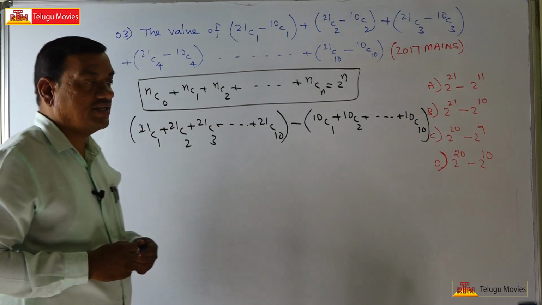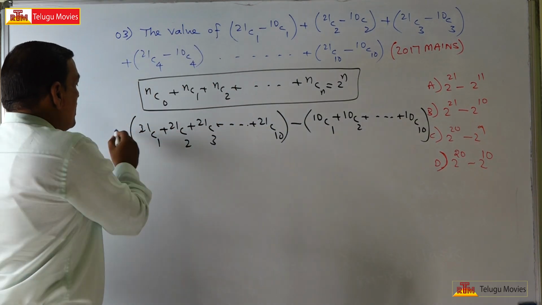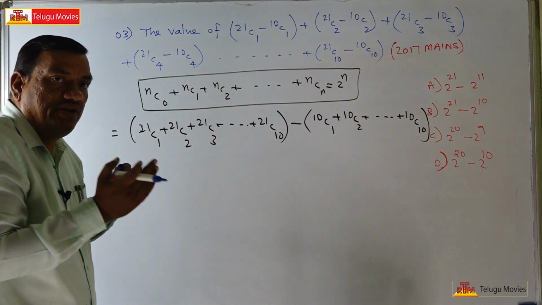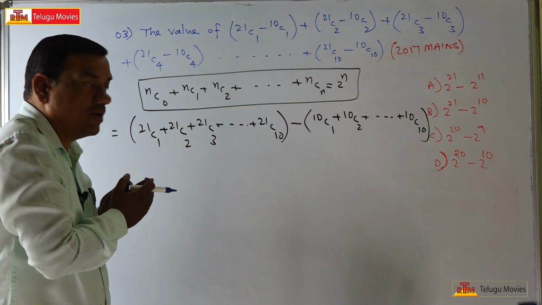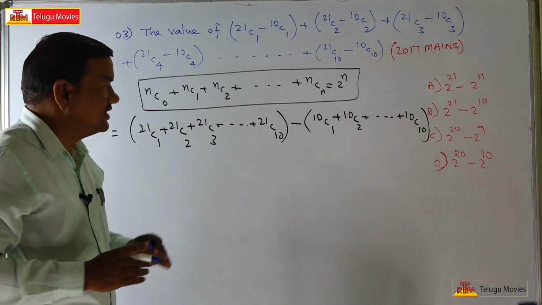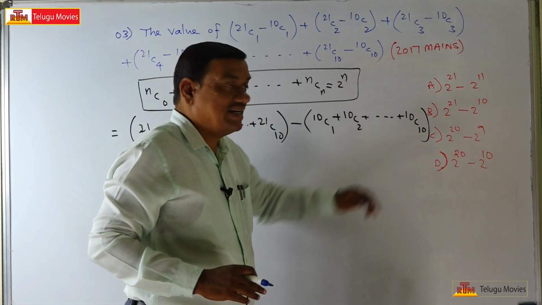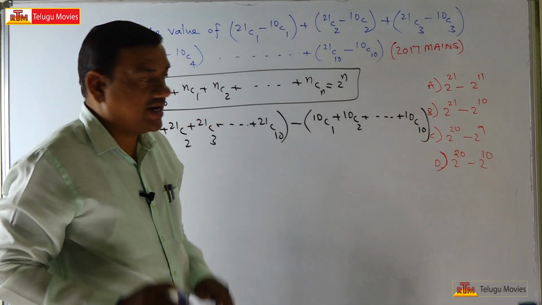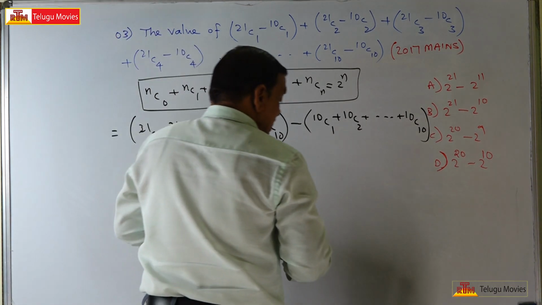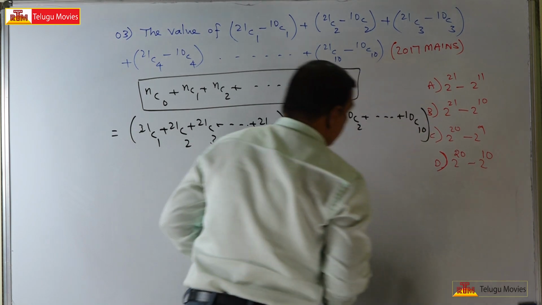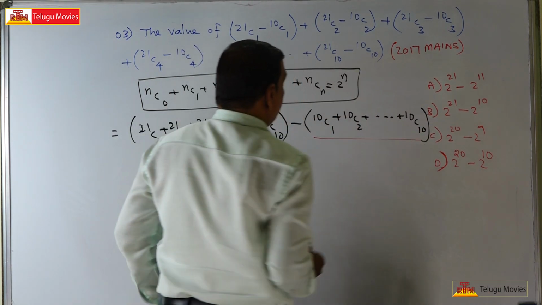Okay now, right. Now it is very clear. The first step I did is, all the 21 terms, those I have put in one bracket, all the 10s: 10C1, 10C2, 10C3, up to 10C10, I put in a bracket. So if you observe, up to here the solution is very clear.